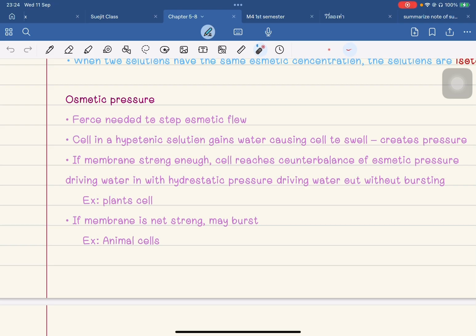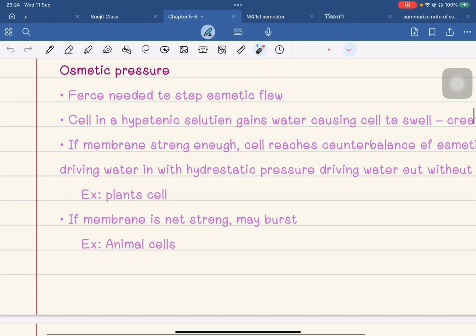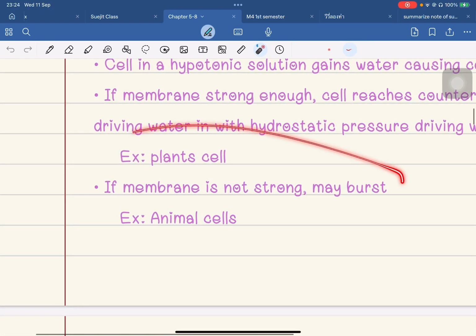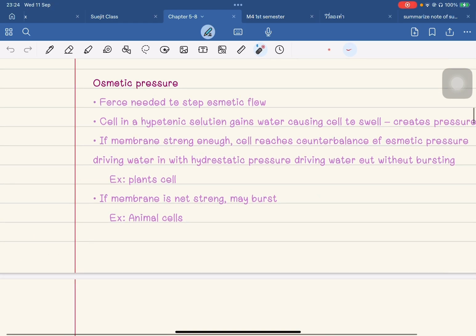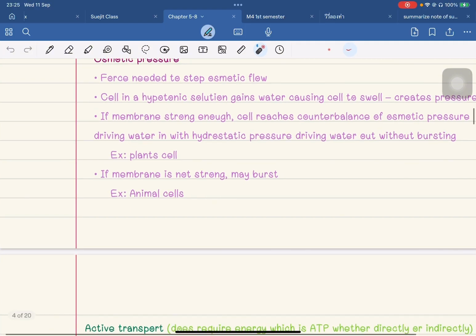For example, plant cells can reach the counterbalance. But if the membrane is not strong enough, the cell might burst, like animal cells. In this case, they won't have the counterbalance. We don't know what the maximum is because they can't reach it. They burst before they reach it.